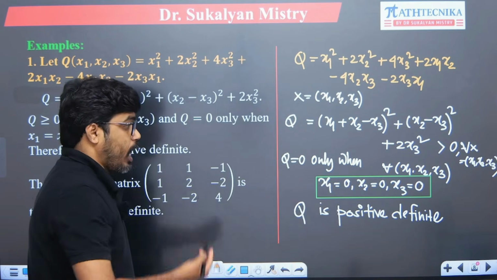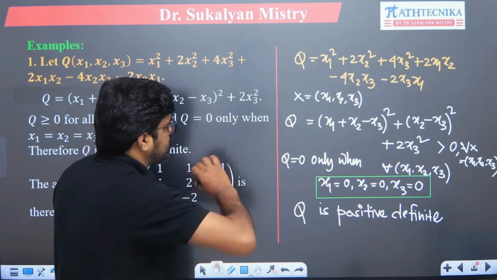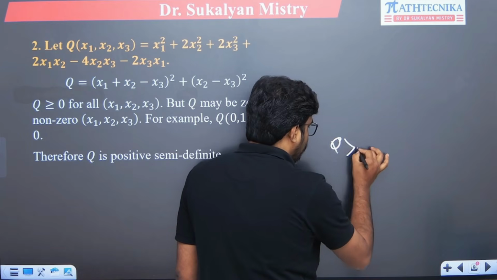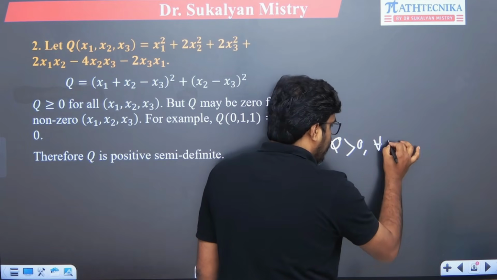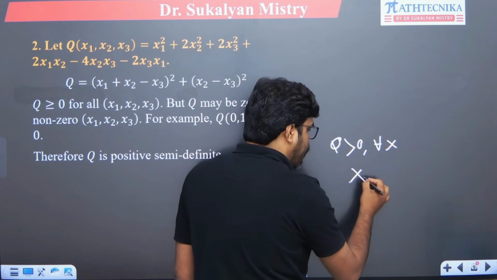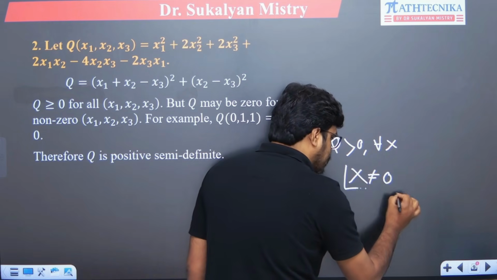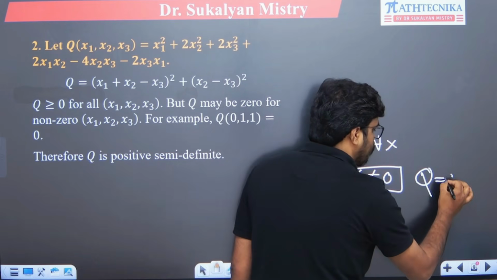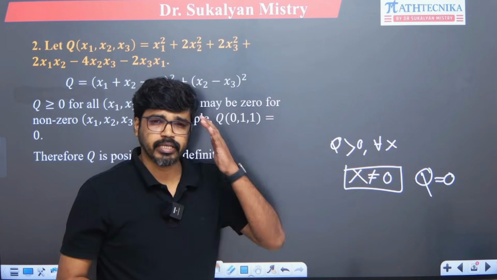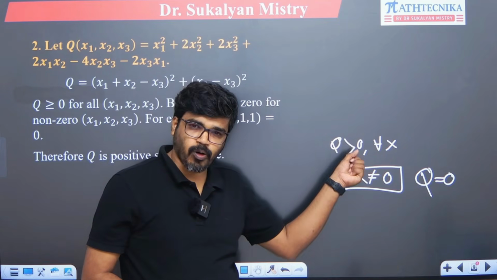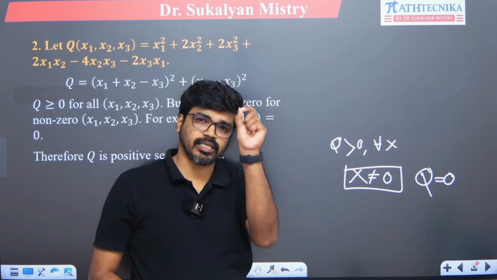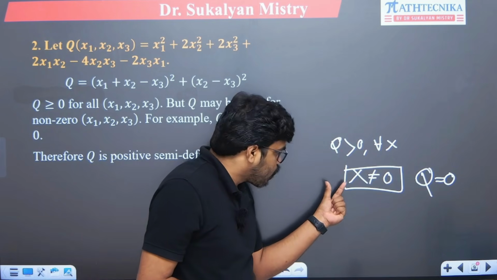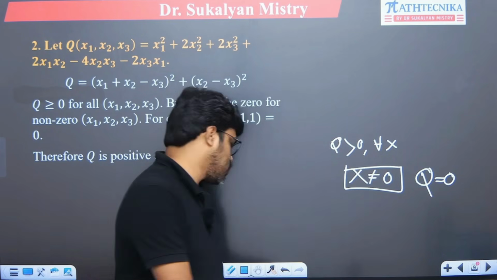Okay, and what is the concept of positive semi-definite? The concept is this: q is greater than or equal to 0 for all x, but there exists some non-zero x for which q is 0. Getting my point? Positive semi-definite means q is non-negative for all x, but there exists some non-zero number for which q is 0. Let us consider an example.